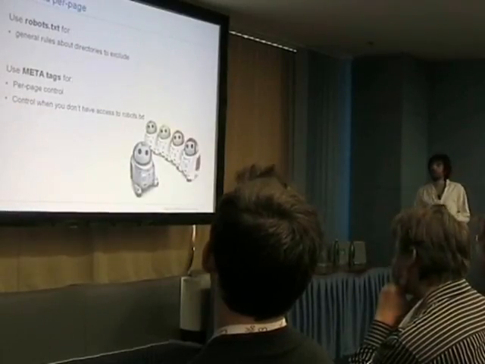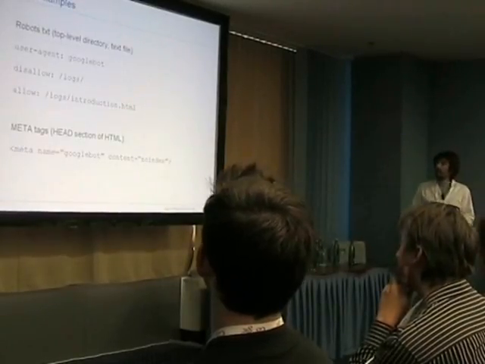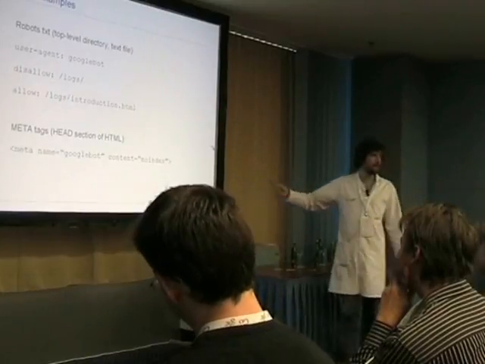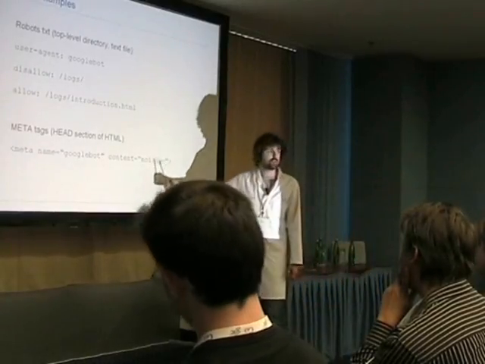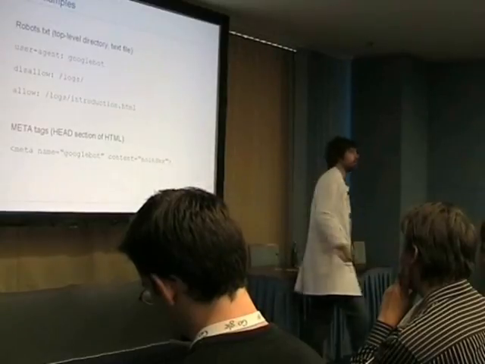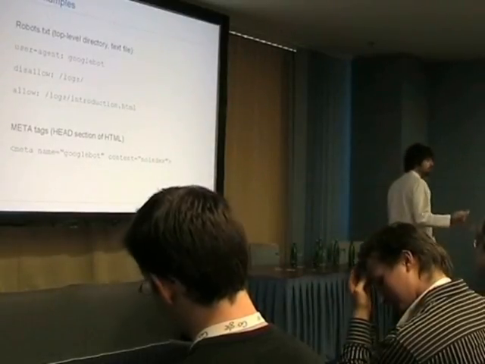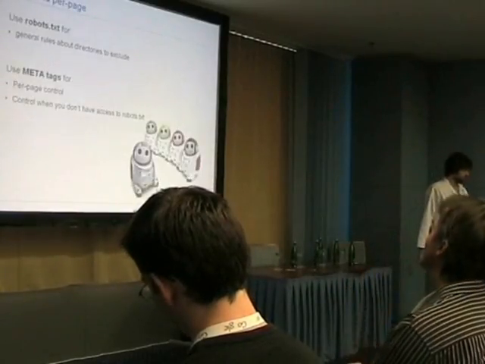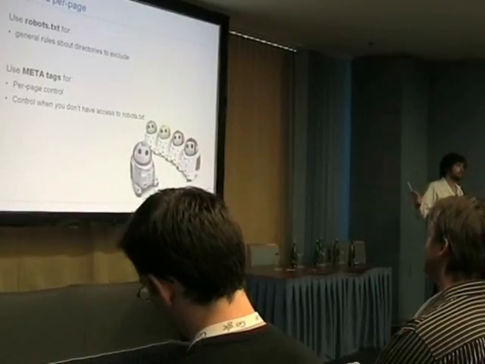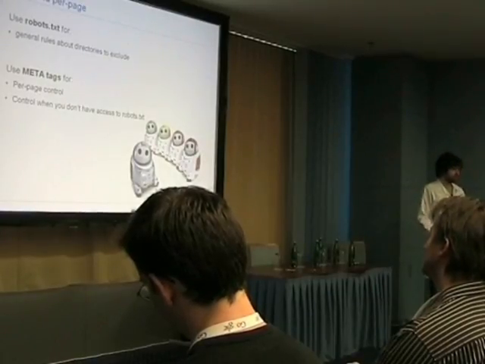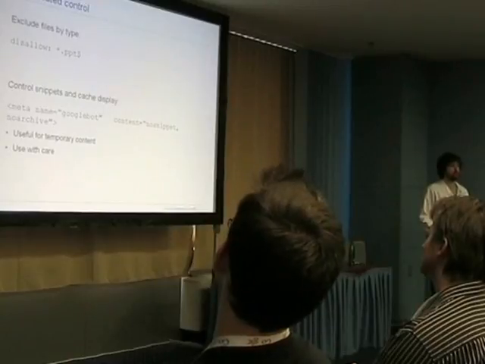You can also use meta tags. So you can say for one particular page, for example, don't index this, or don't follow the links in it, or do follow the links in it, perhaps, if you want it to override the robots.txt information. So use robots.txt for general rules about directories, for example, and meta tags for page-by-page control.